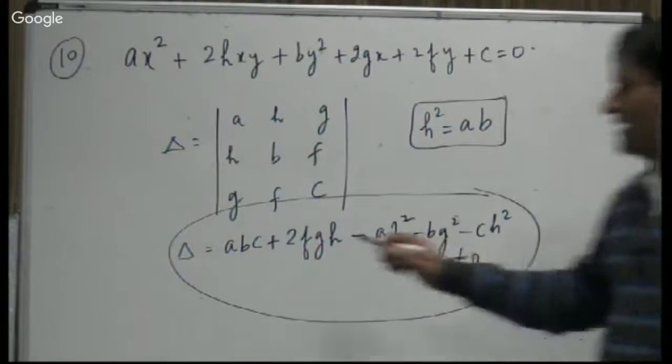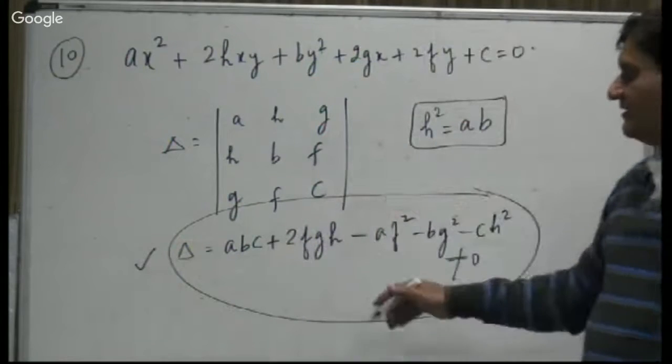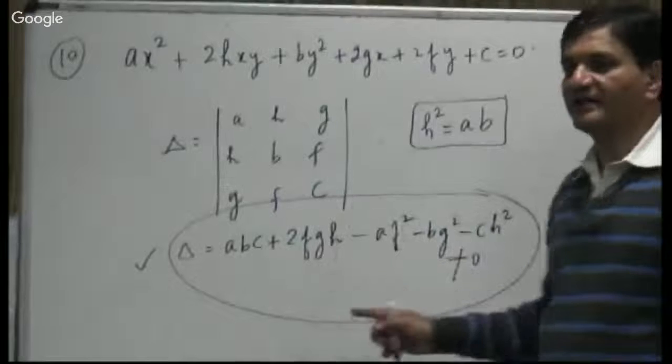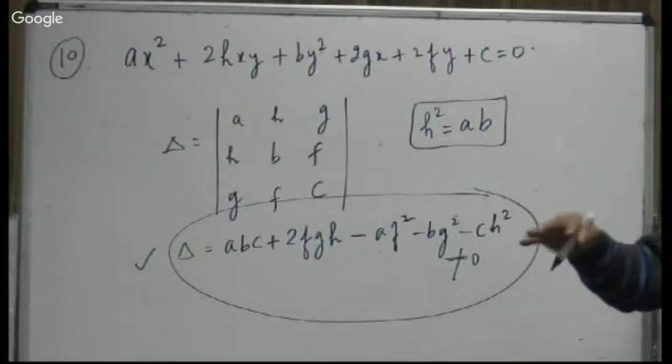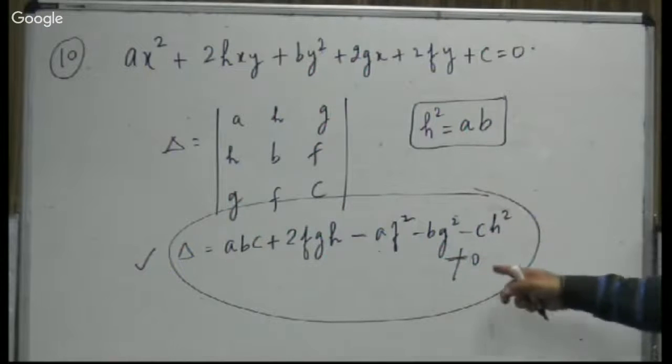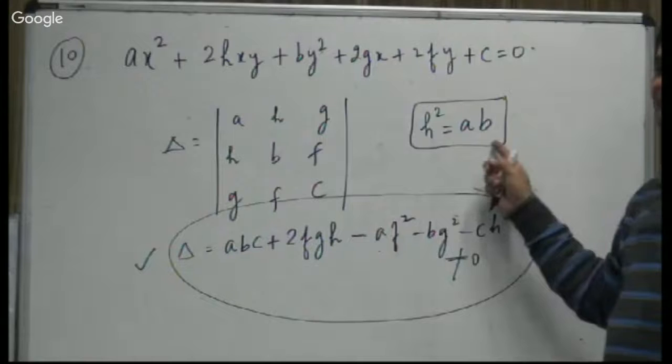So this will not help us. This delta is not required, but this is the condition that for a conic section, delta is not equal to 0. And conic section means parabola, ellipse, hyperbola; for all three this quantity will not be equal to 0. And for parabola, h square will be equal to AB.